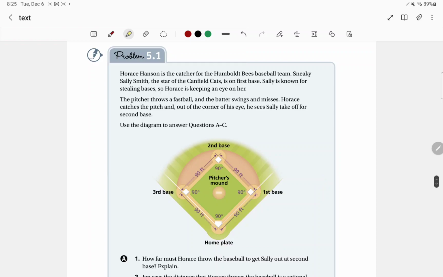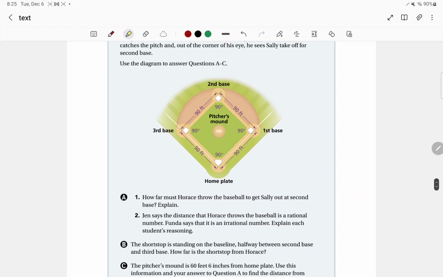So let's understand what's going on. Horace Hanson is the catcher for the Humboldt Bees baseball team. Sneaky Sally Smith, the star of the Canfield Cats, is on first base. Sally is known for stealing bases. That's why she's called Sneaky Sally. So Horace is keeping an eye on her. The pitcher throws a fastball and the batter swings and misses. Horace catches the pitch, and out of the corner of his eye, he sees Sally take off for second base. Use the diagram to answer questions A through C.